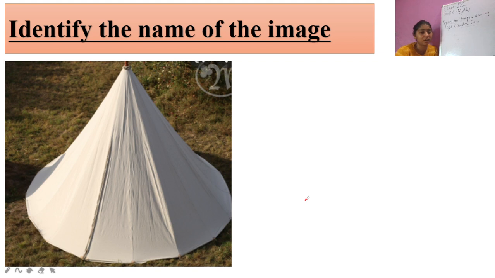Now students, you have to identify the name of this image. Have you ever seen these kinds of images? Have you visited any mountain place where you have done this activity? Yes, okay, so this is a tent, right? So you can see what kind of shape it is, students? Write down your answer in the comment box. Yes, it is a right circular cone. Okay, very good.